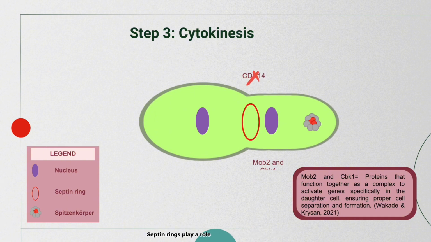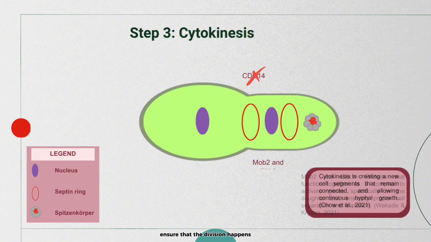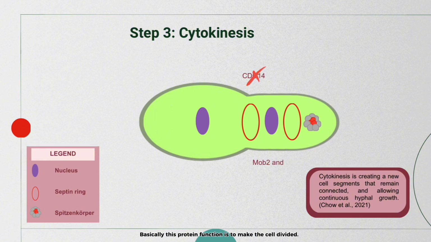Septin rings play a role in preventing cell separation post-cytokinesis in hyphae. Special proteins, which are MOB2 and CBK1, ensure that the division happens smoothly without completely cutting off the newly formed cell segment. Hyphae don't separate because of a different protein: CDC14 is not present. Basically, this protein's function is to make the cell divide.